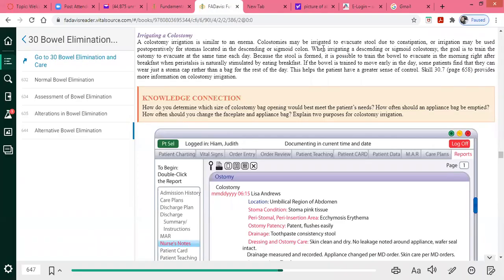And please be clear that stomas can be reversed. For some individuals, they receive a stoma just to allow a certain portion of the intestines to heal. And for some people who actually have a stoma, it's permanent.